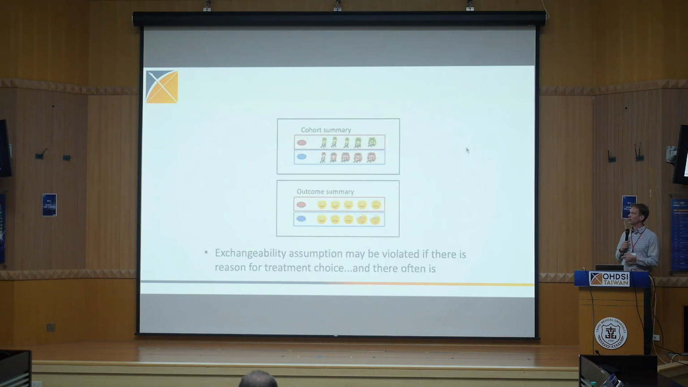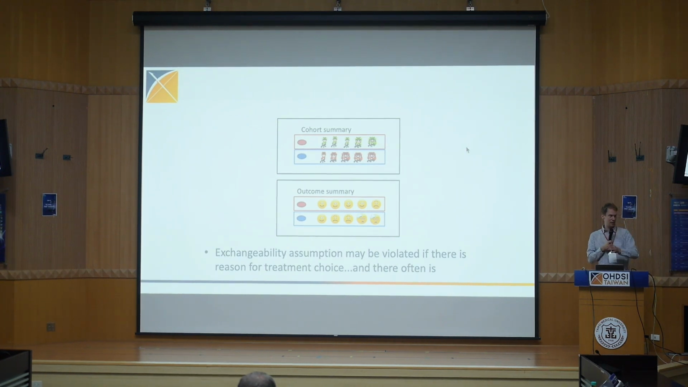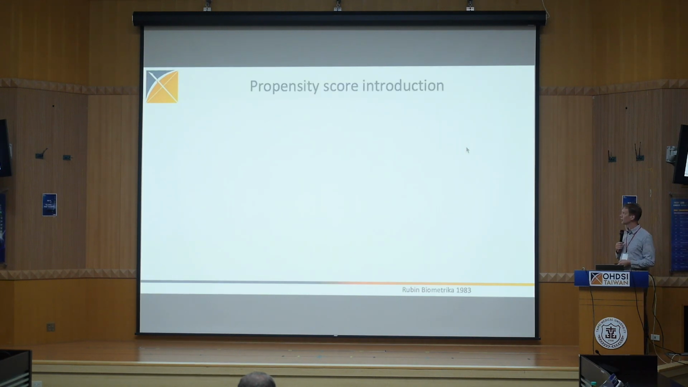The reason why you actually see this quite often is that often there is actually a reason why some people get one drug and some people get the other drug. Doctors have this idea in their head, okay, this person is at high risk of this specific outcome, so I'm not going to give him this drug, I'm going to give him that drug. But that means that different people will get different treatments. If you just compare them without taking that into account, you will not get the right answer. So there are several ways to deal with that, but in OHDSI, our primary way of dealing with that is using propensity scores.